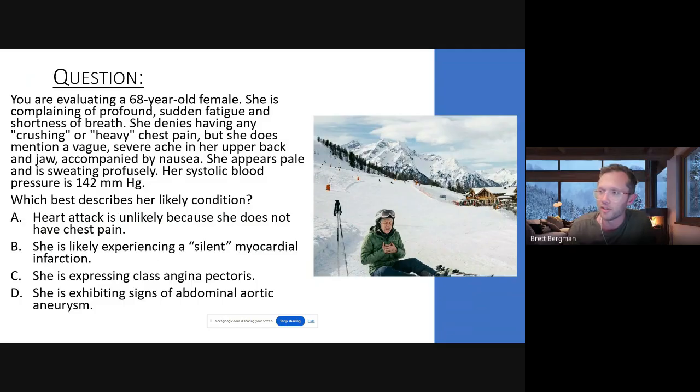If you want to post in the chat what you think the answer is here. Is it A, that a heart attack's unlikely because she doesn't have chest pain? Is it B, that she's likely experiencing a silent myocardial infarction, that she's experiencing classic angina, or that she's exhibiting signs of an abdominal aortic aneurysm?